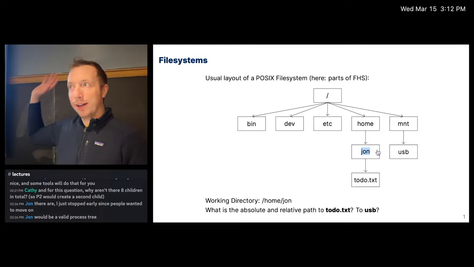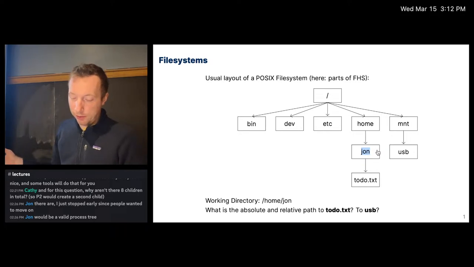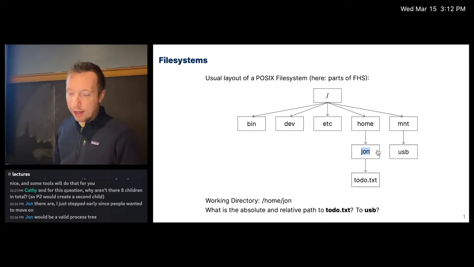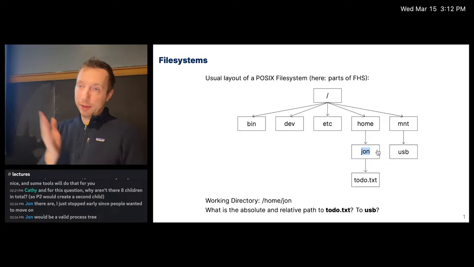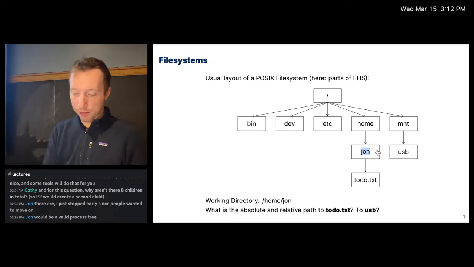Has anyone ever seen dot entries before, or dot dot, or used dot or dot dot? We got thumbs up, so we'll go over that and see what they actually mean. But for this, the relative path for todo would be dot, saying current directory, which is John. There's a file called todo.txt in it. And then if we did an absolute path, it'd be slash home slash John slash todo.txt. So basically, how do I find that todo.txt starting at the root directory?